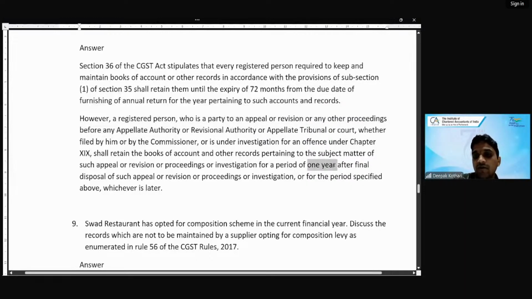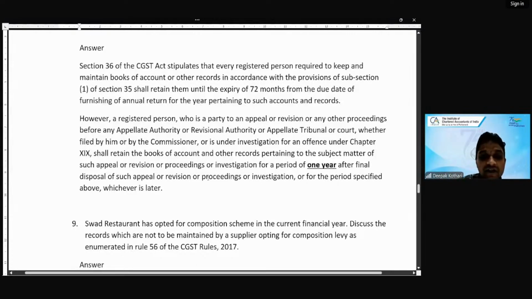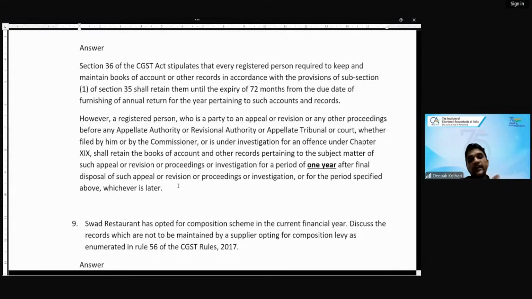So normal time limit is 72 months, but if you have gone in appeal and the appeal is pending, then till it is pending, you have to keep your books of accounts. Even if it goes for 10 years, you have to keep the relevant books of accounts because it may be asked during any stage of appeal. And also after the appeal gets concluded, 1 year after the final disposal of such appeal. Because even after one year, some rectification or revision can happen. So 1 year after the final disposal, till then you have to keep, or the normal time limit, whichever is later.